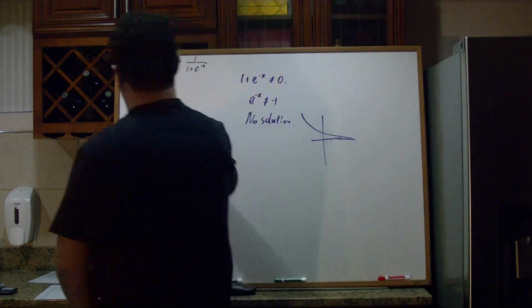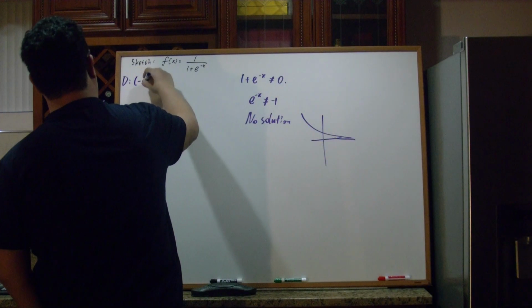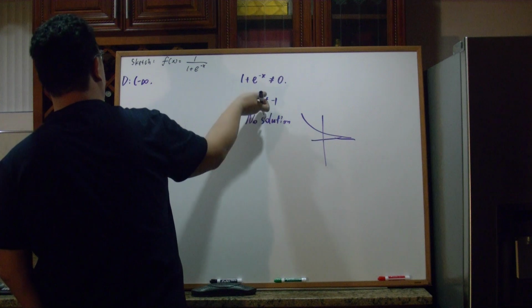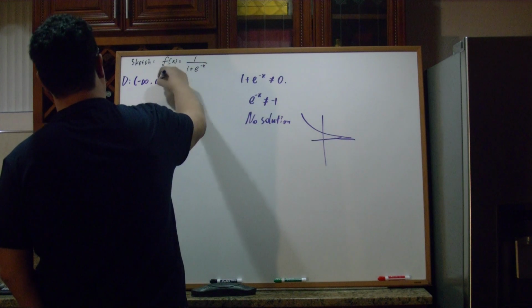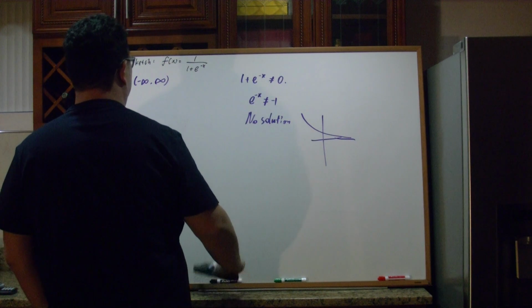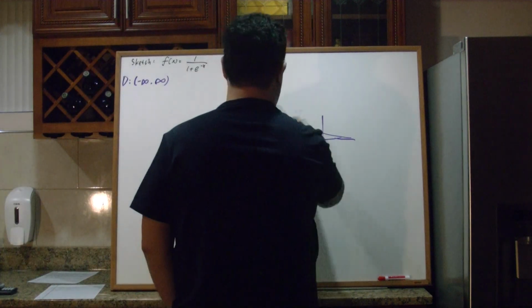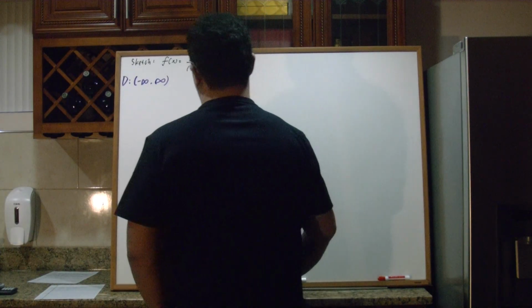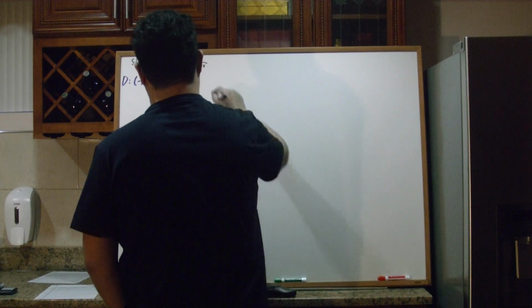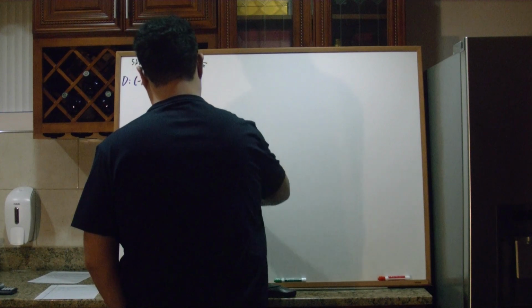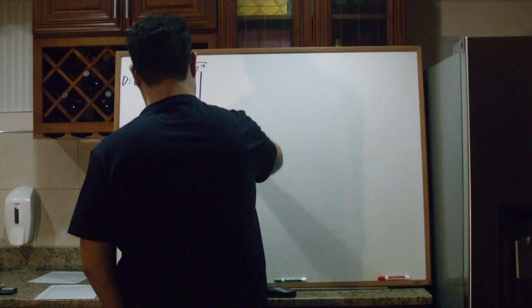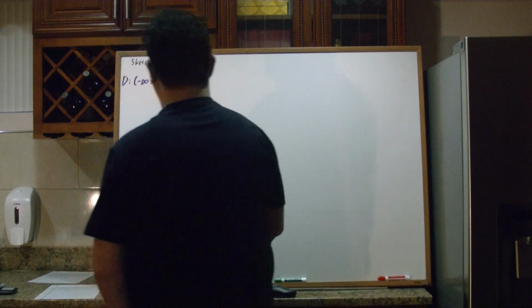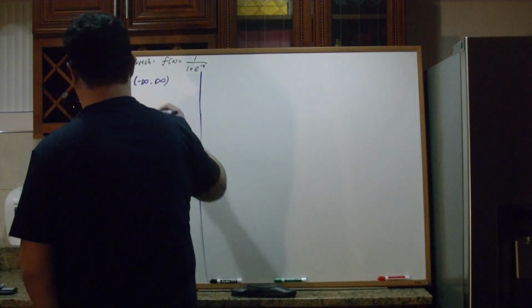So for the domain, it's all real numbers, since no solution of x can make the denominator 0, so every value is able to be taken. All the values of x are able to be taken. Right, then of course the domain is everywhere.